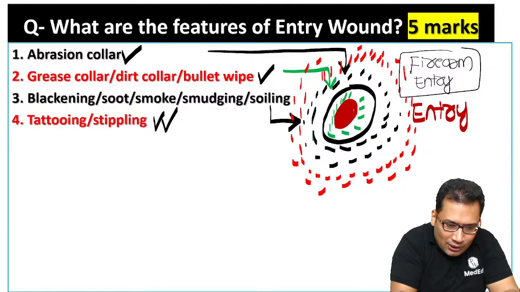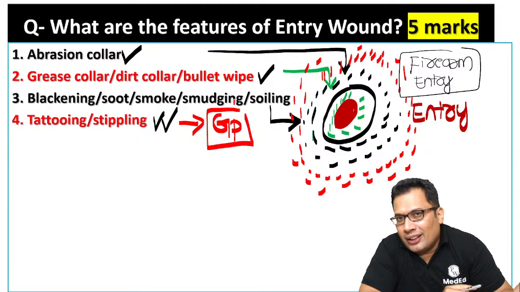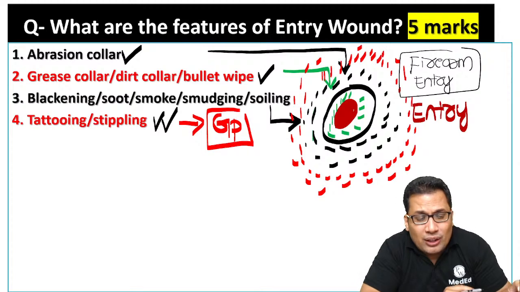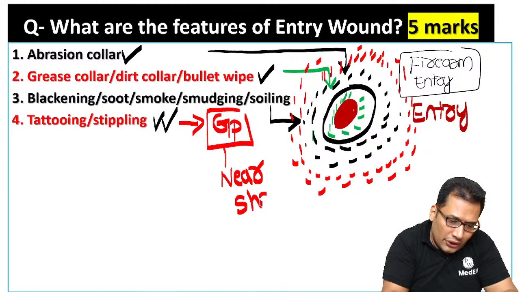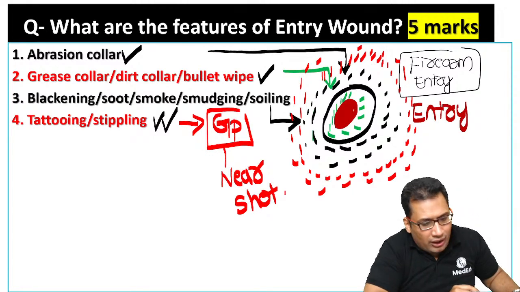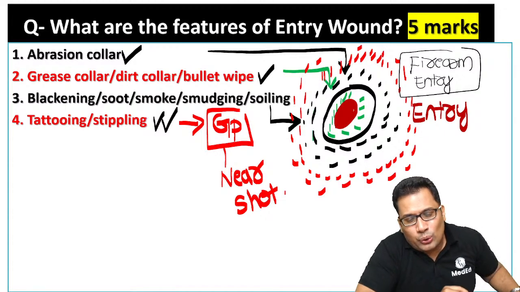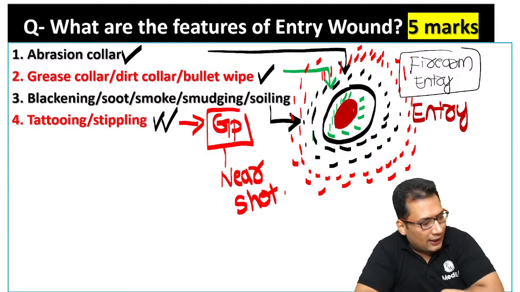So tattooing is because of what? Gunpowder. Gunpowder that forms the tattooing. When you see gunpowder tattooing, it must be near shot. So everyone write this in the chat box. Tattooing is equal to near shot. Write this in the chat box. Keep writing, guys.